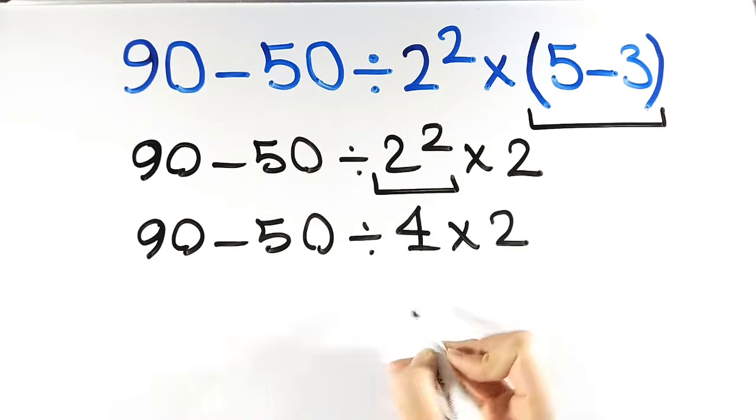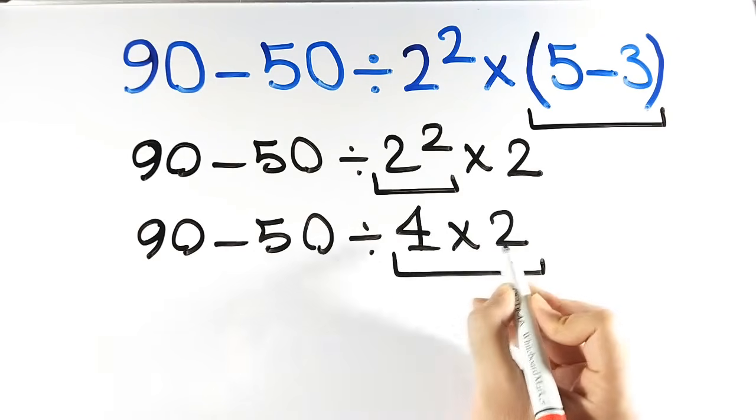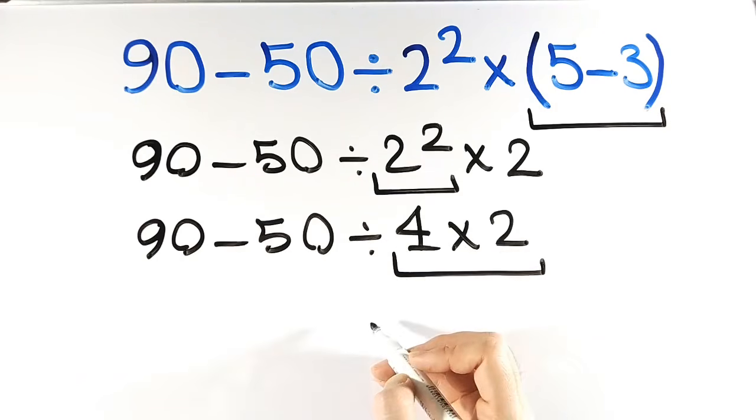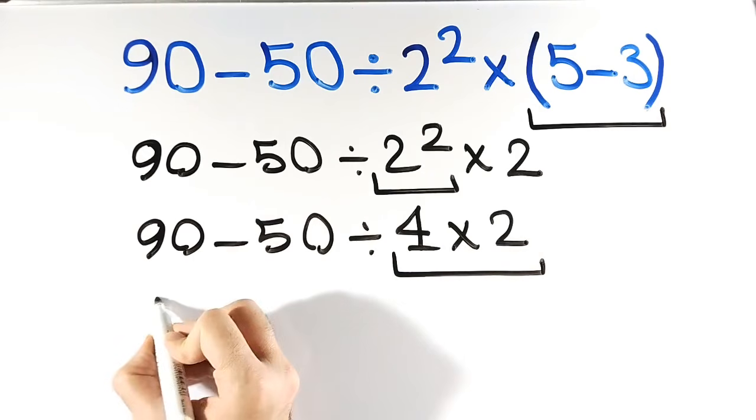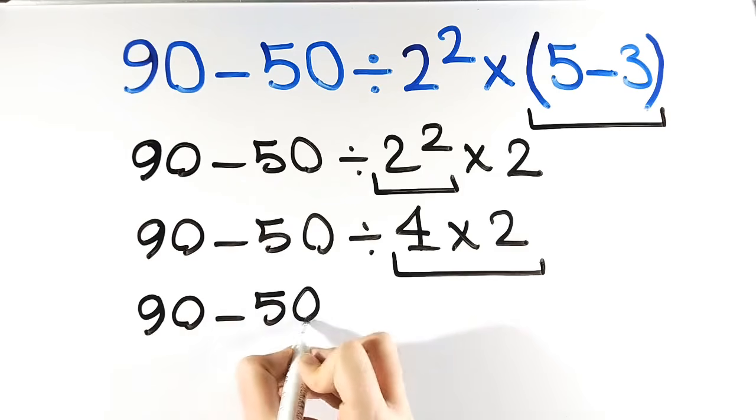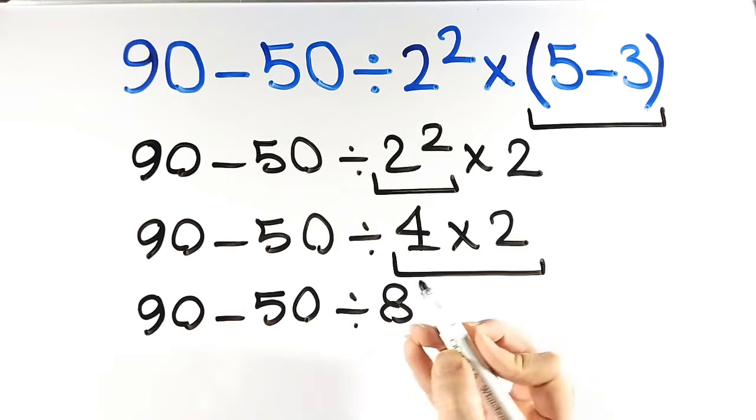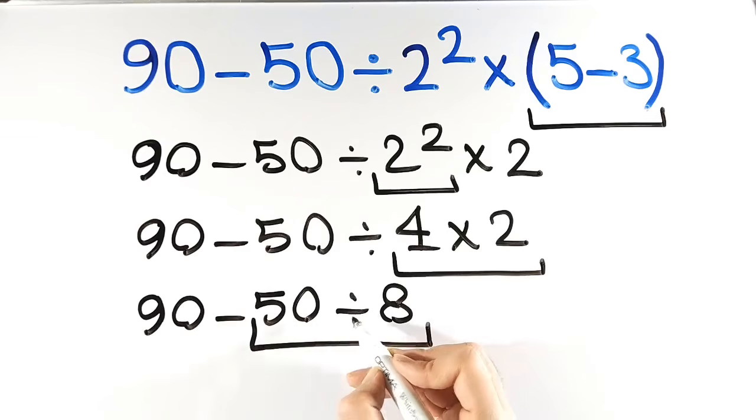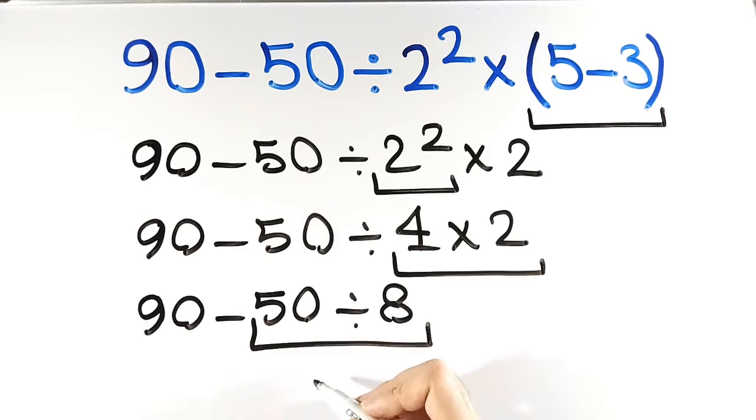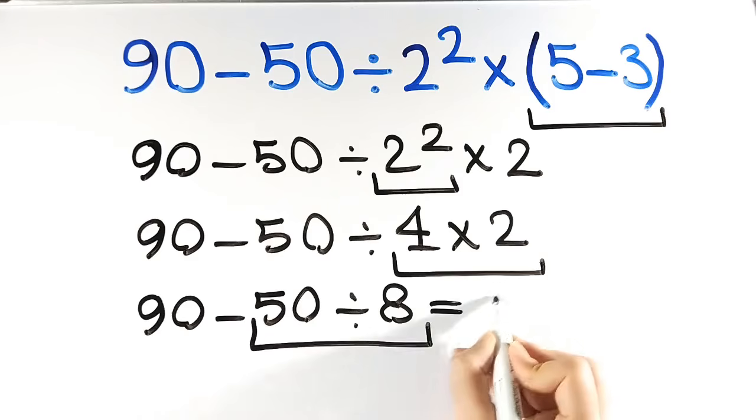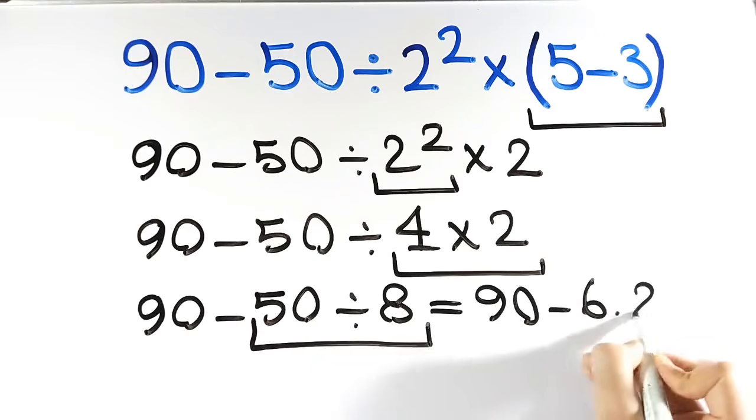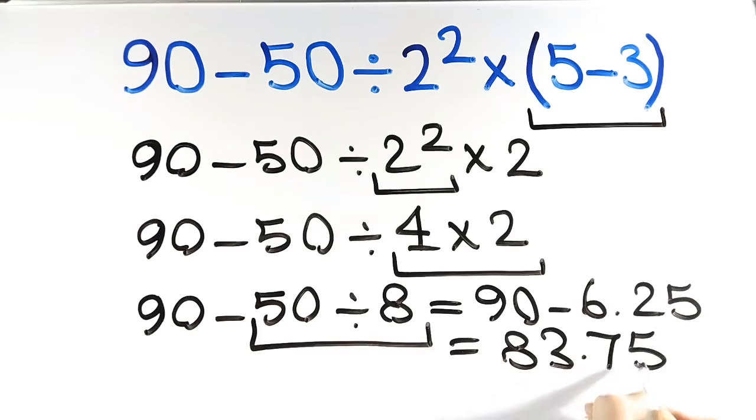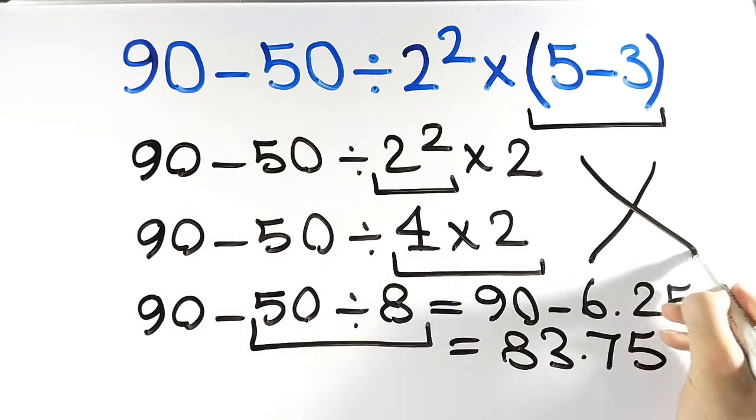multiplied by 2. Then they go for the multiplication between 4 and 2 because they think multiplication has a higher priority than division. So, instead of this expression, they write 90 minus 50 divided by 8. And the final step, they go for the division between 50 and 8 because they believe division has a higher priority than subtraction. So, instead of this expression, they write 90 minus 6.25, which finally gives them the answer 83.75. However, it's not the correct answer to this question.